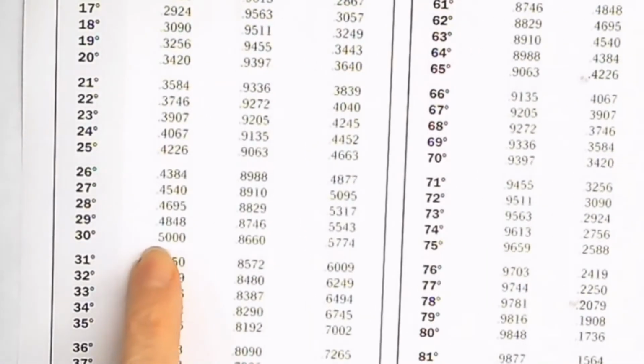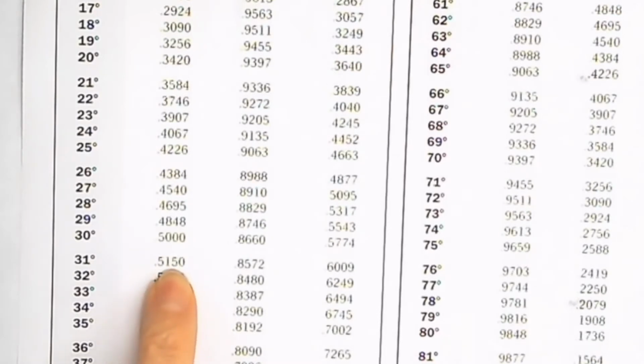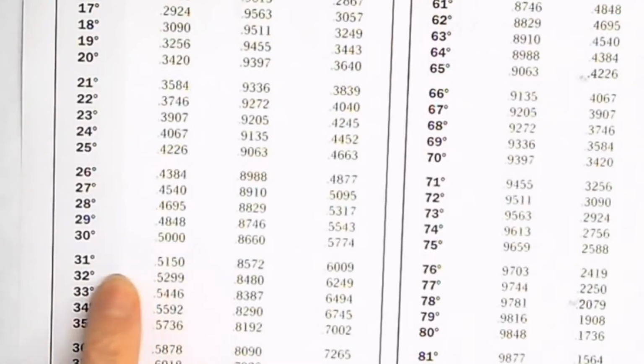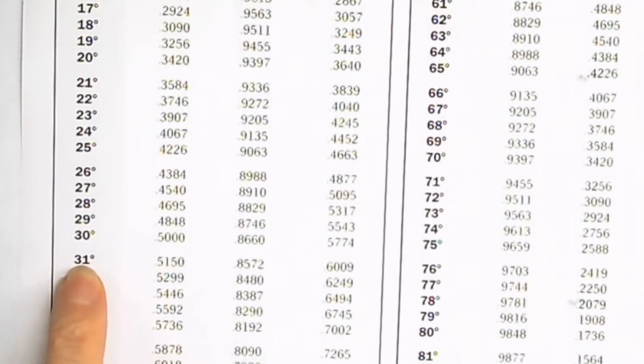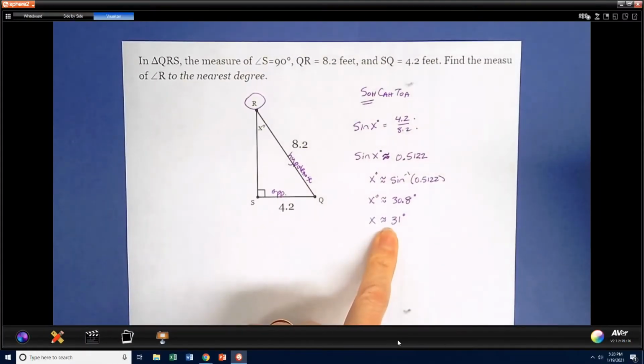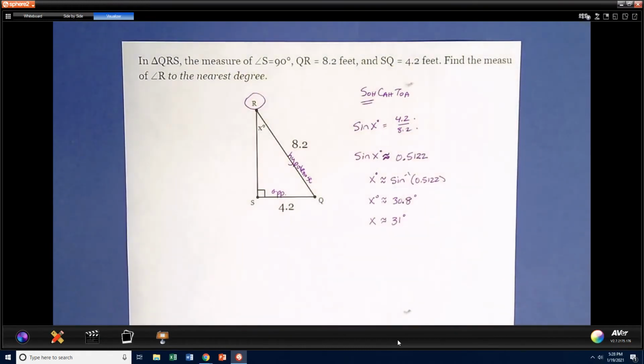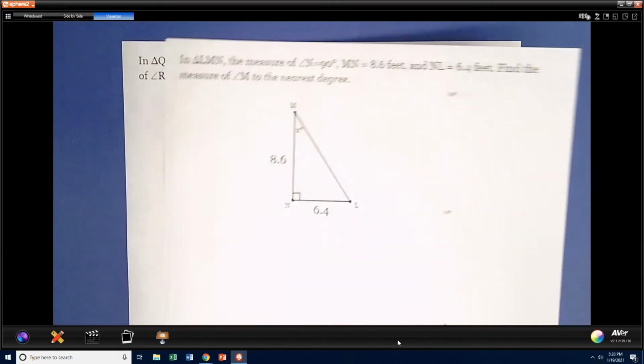0.515, 0.500. So 0.5122 would be less than this, but not much. It'd be between 30 and 31 degrees, but closer to 31 degrees, which is what we got. And there's your answer. Let's try another one of these.